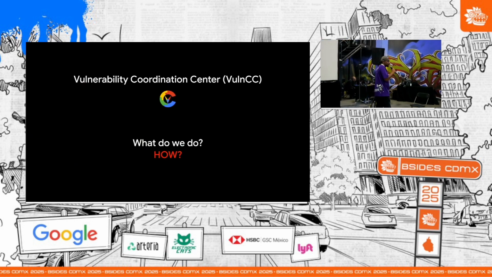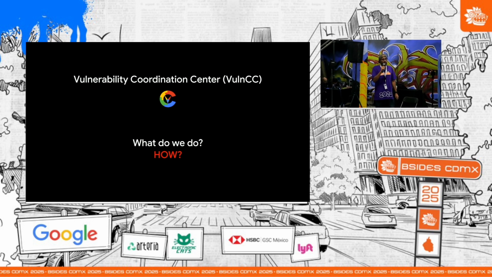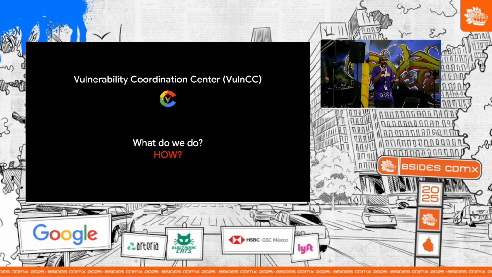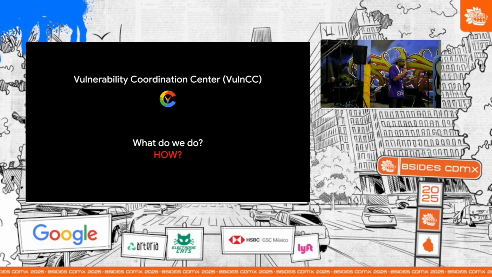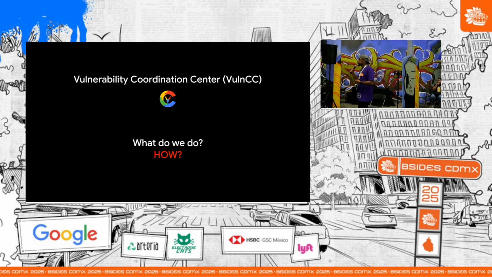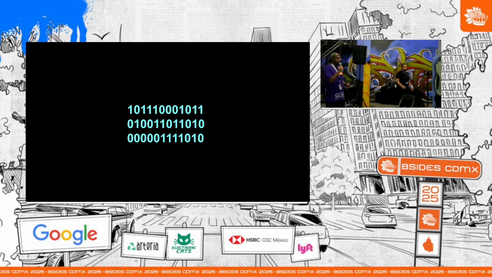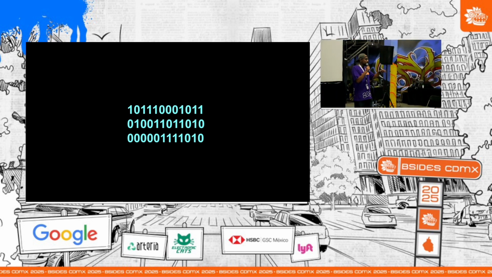So the Vulnerability Coordination Center, I already talked about them, but there is a part that's also interesting, which is how do we do that? Now, I can basically tell you all about how we do it, but there is a better way. I'm going to go through an actual scenario so you get a feel of how the process looks. But first, before I get into the story itself, I need to build a little bit of context so that we're all on the same page.